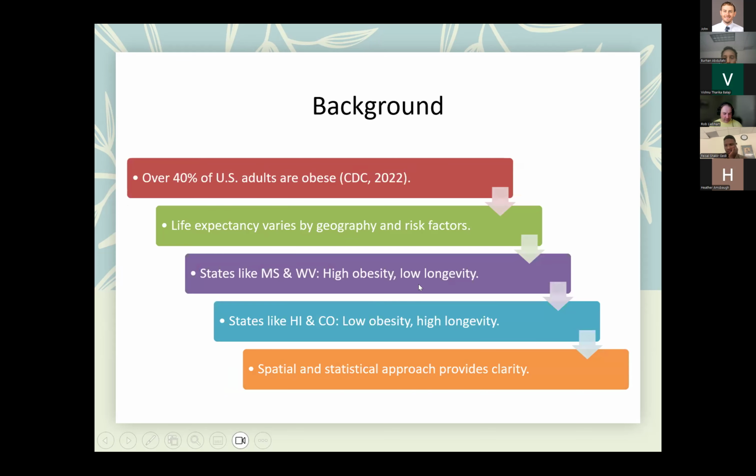On the background of my topic, more than 40% of US adults are seen to be obese, and obesity is linked to serious diseases like heart disease, diabetes, and even cancer. In some states, we are seeing people live shorter lives, and my study asked, could obesity be one of the reasons for this difference between the states? States in the South and Midwest, for example, tend to have both high obesity and lower life expectancy.